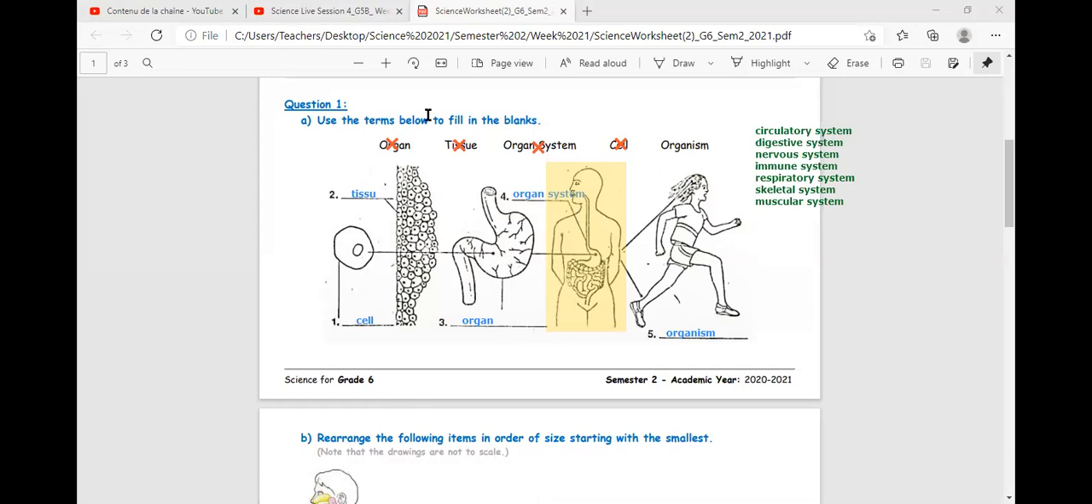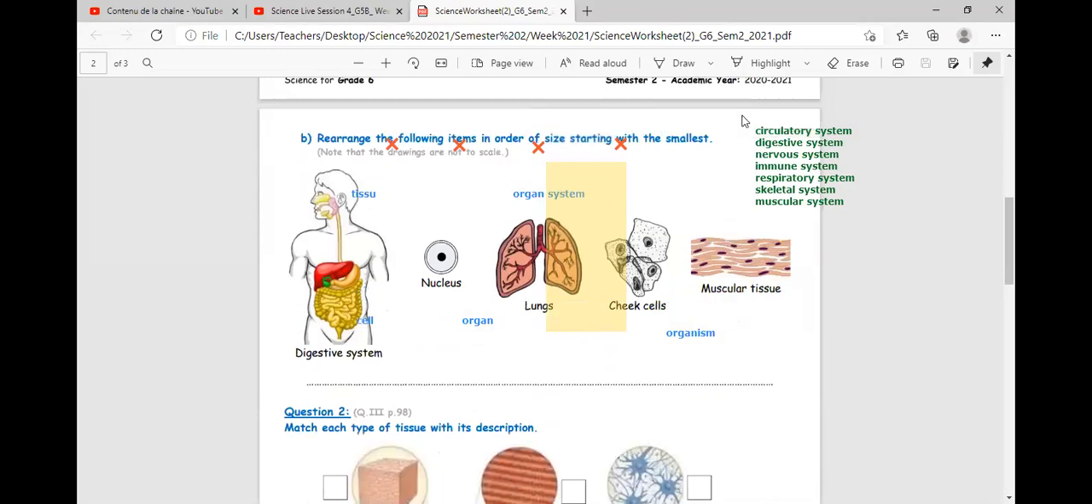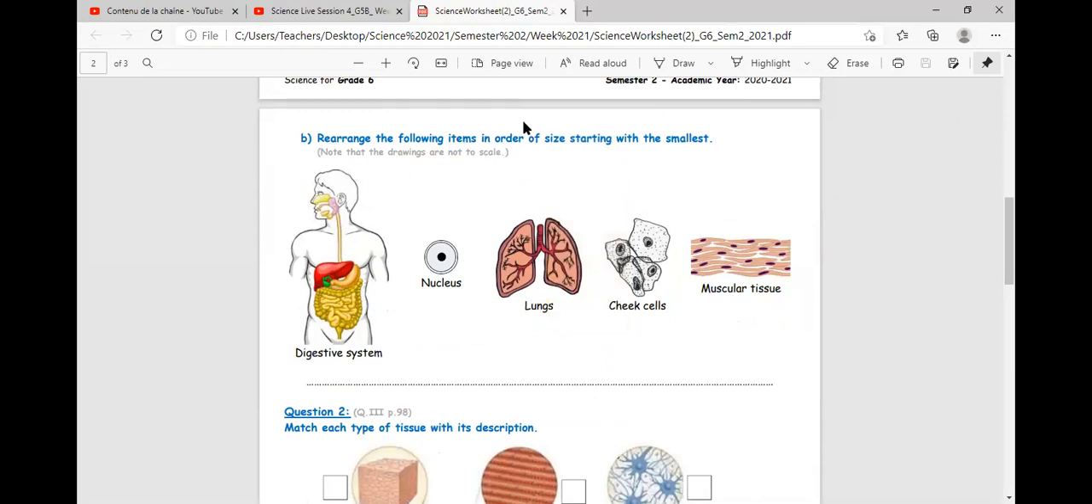These systems are built with different organs. We also have to arrange these from smallest to largest. Who is the first one? What is the smallest thing? Nucleus. The nucleus is one organelle in a cell. So this is number one. We will start with the nucleus. But then the nucleus is a part of what? What is number two? Cells.